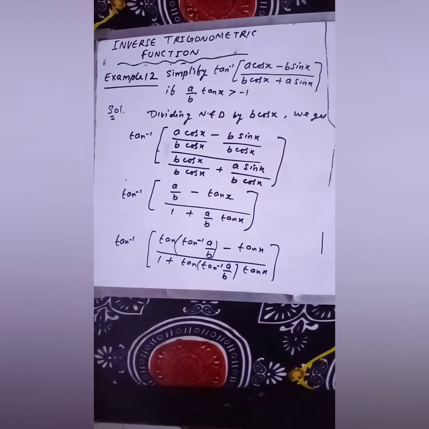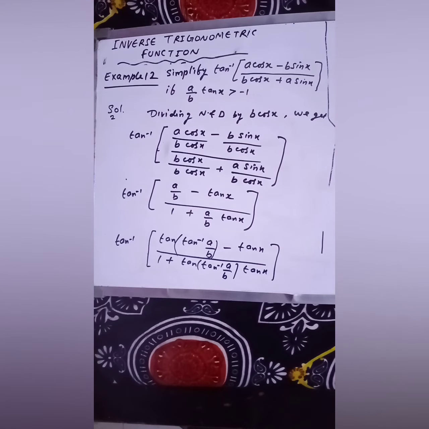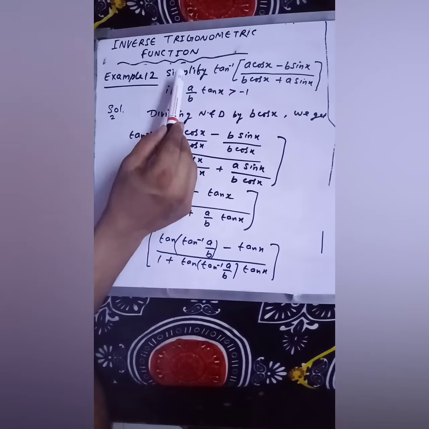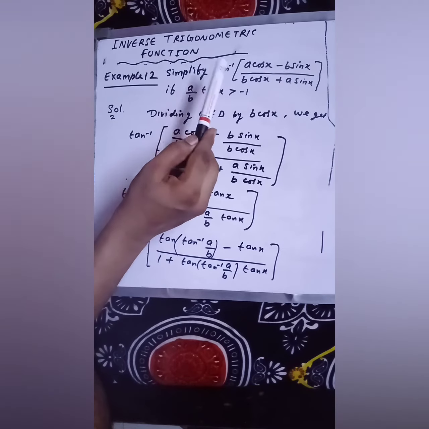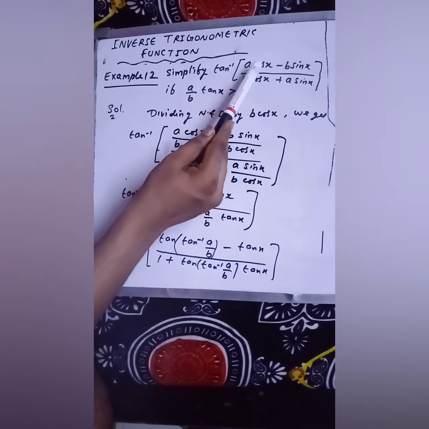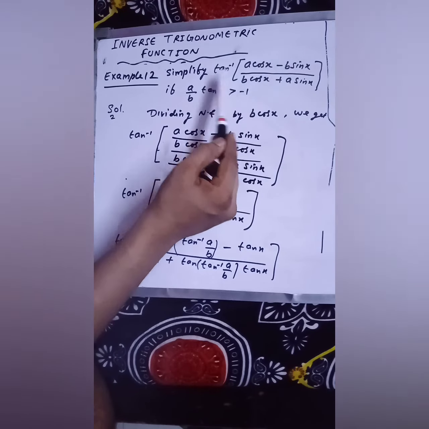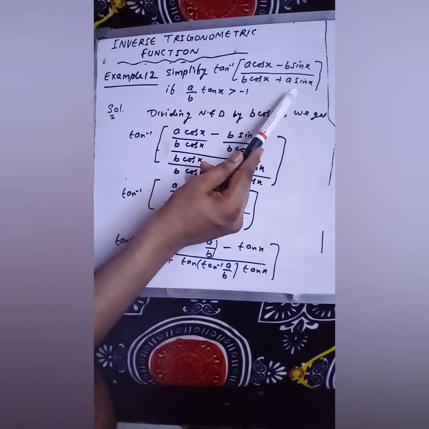Now the next question, which is very very important, is your example number 12. This is one of the most important questions. The question is, we have to simplify tan inverse of (a cos x minus b sin x) over (b cos x plus a sin x).